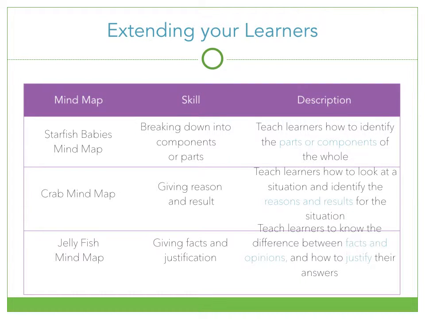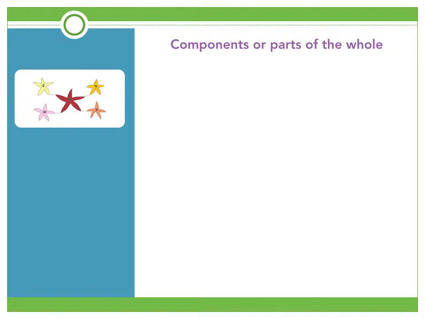The last mind map is the Jellyfish mind map, and here learners begin to learn about giving facts and justification, to know what is the difference between a fact and your opinion. And when you do give an answer, how do you justify your answer? So although foundation phase learners are not expected to be able to complete those 3 mind maps, there are still activities that the teacher can do in the classroom to start developing these thinking patterns.